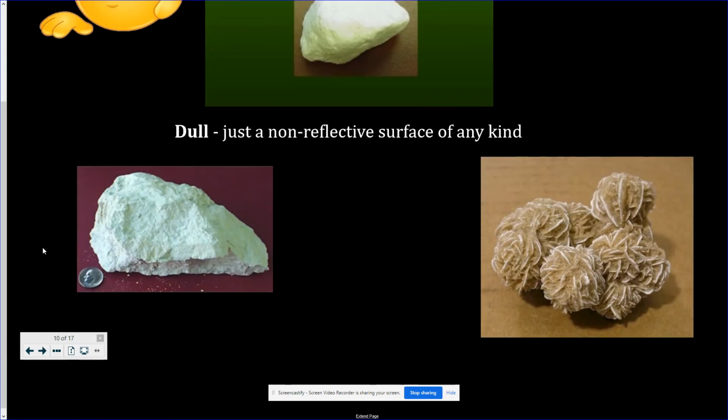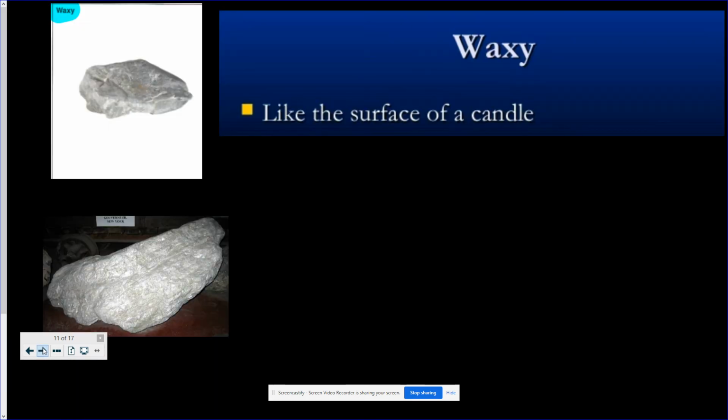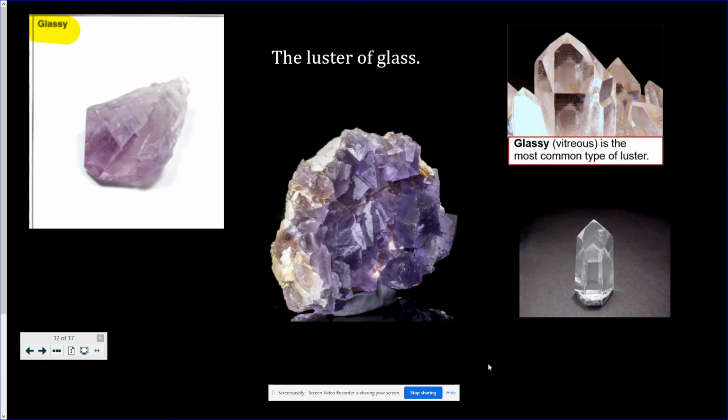Here are some examples, nice dull ones. Waxy, like the surface of candle wax. And then your glassy. A lot of yours will look glassy. Again, some of them will look like a mix, so you can put two. On one, you can even point to it and say it's mostly glassy, but it has a little bit of dull, or a little bit of waxy. That would be a good describer, because minerals are usually not all one, unless it's a pure mineral crystal like that.